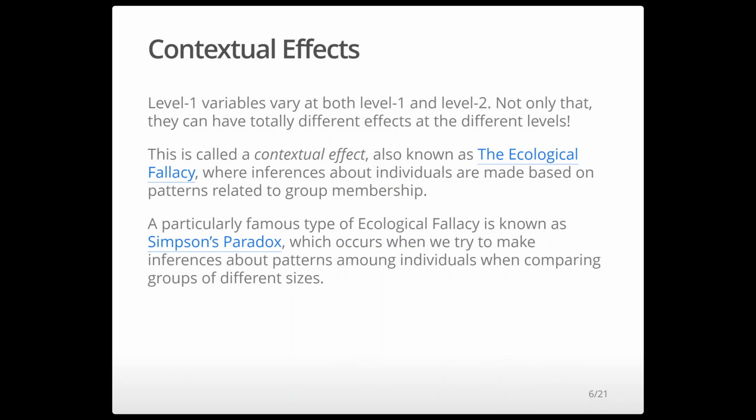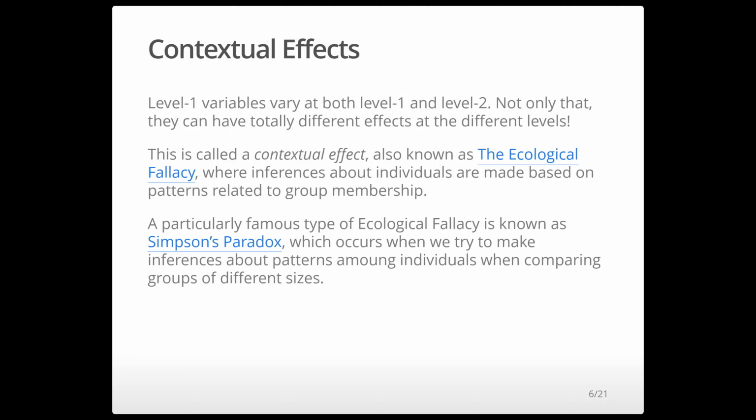The answer is that level 1 variables vary at both level 1 and level 2. And not only that, but they can have totally different effects at each of the different levels. This is called a contextual effect, and it's also known as the ecological fallacy. The ecological fallacy happens when we try to make inferences about individuals based on patterns related to group membership.